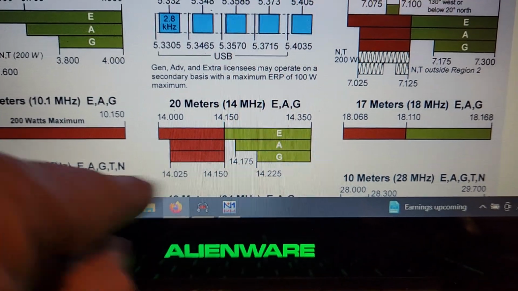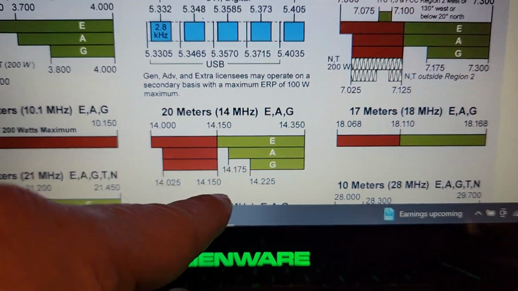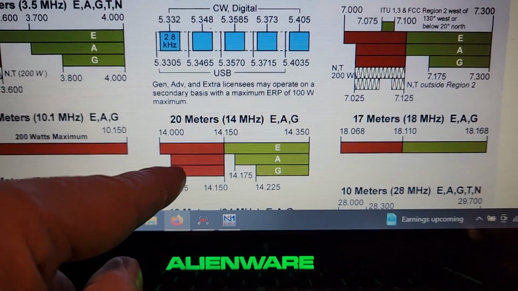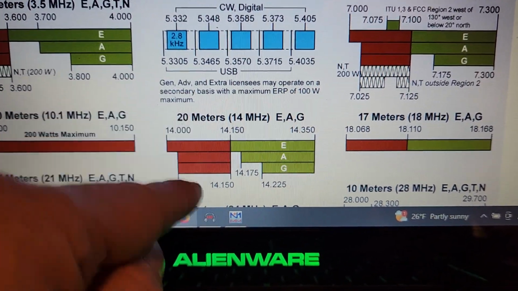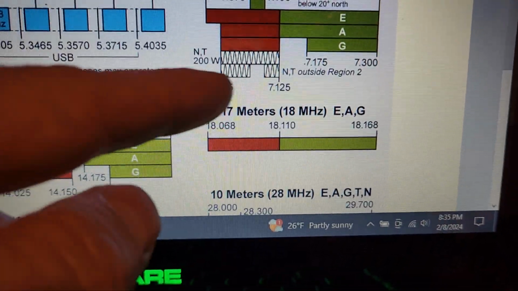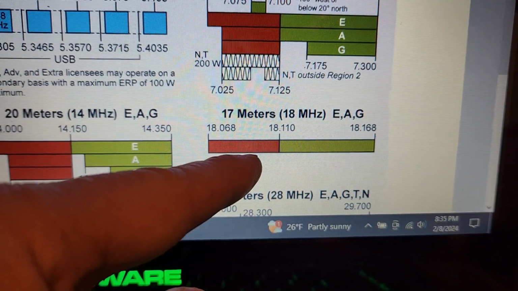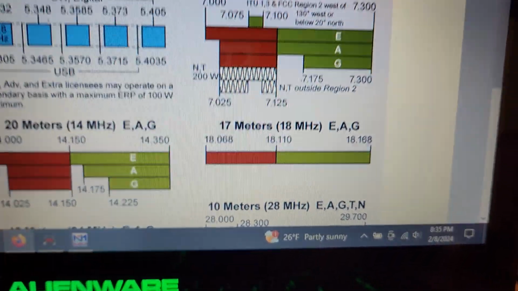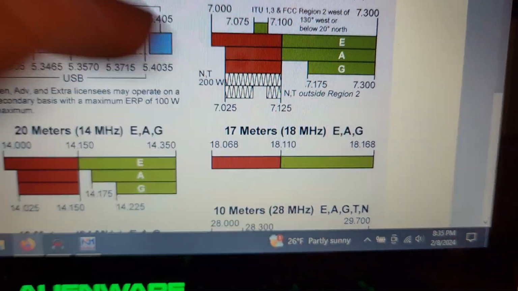20-meter band, no techs, extra, advanced, and general only. This is a very good band, probably the number one for working around the world. So it's always good to get to your general or your extra because you want to get to 20 meters. 17 meters is also a good band for DX, which, by the way, means working long distance. DX means distance. Also for extra, advanced, and general.